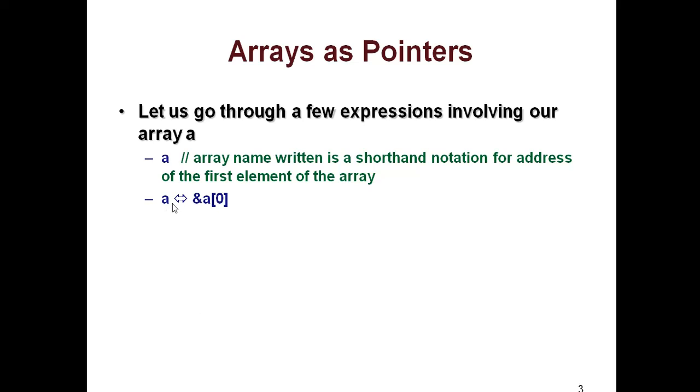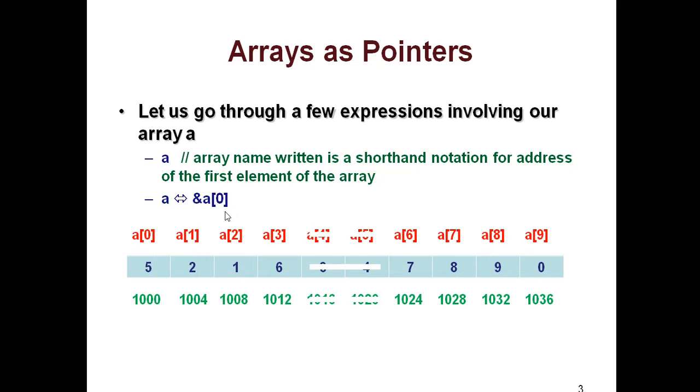Any array, if you write the name of that array, that expression is actually a shorthand for address of the first element of that array. So if this was your array, then address of a of 0 will be 1000 in this case. That means if I try to print a inside my printf, then it will print the address of the first element of this array. So it will print 1000 on screen.